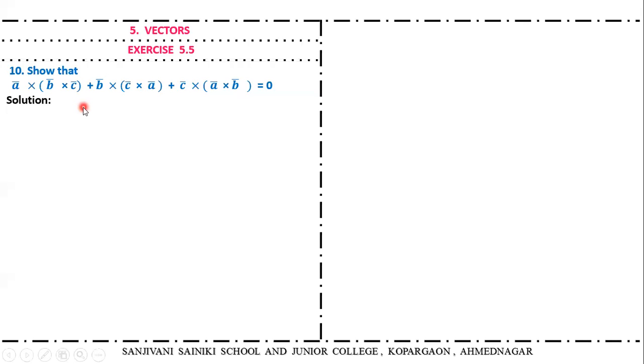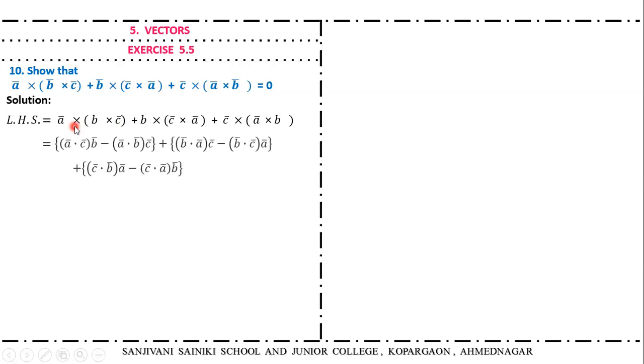Now the 10th example: show that a bar cross (b bar cross c bar) plus b bar cross (c bar cross a bar) plus c bar cross (a bar cross b bar) is equal to 0. Let us consider the left hand side. Then use the definition of the vector triple product. The first vector product can be written as a bar dot c bar into b bar minus a bar dot b bar into c bar. Similarly, we can write the other two.